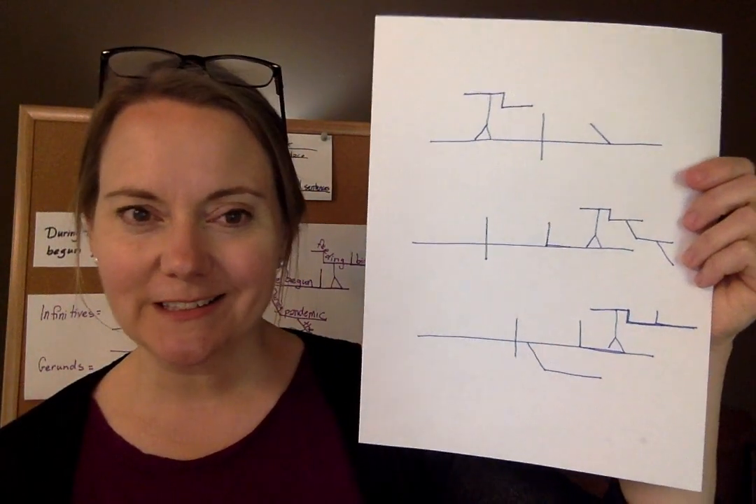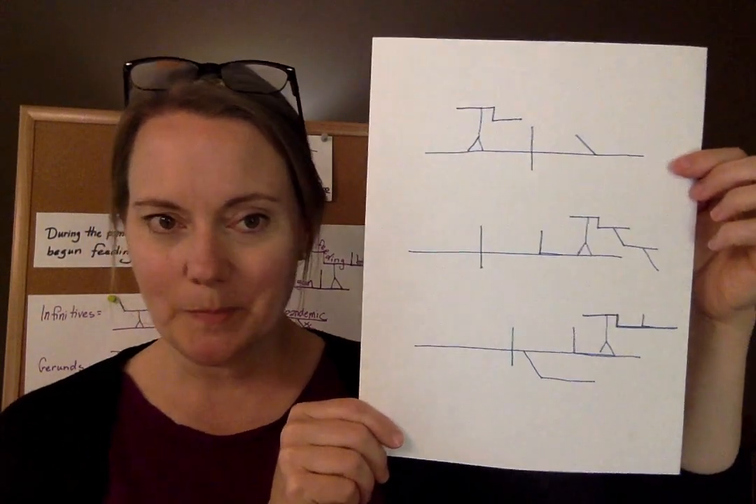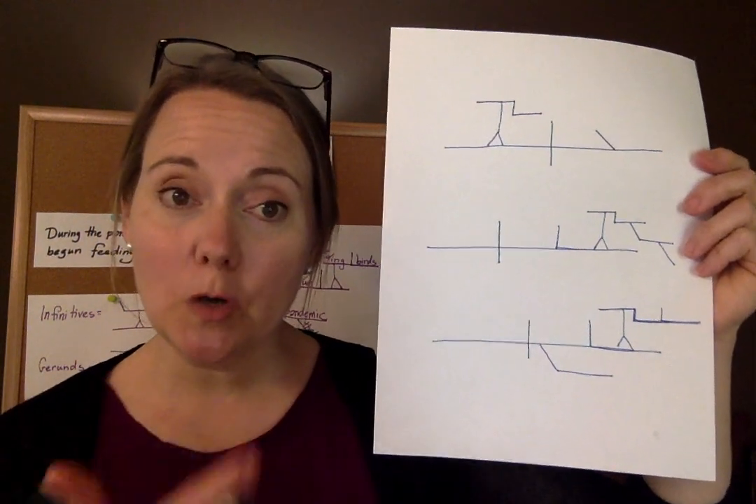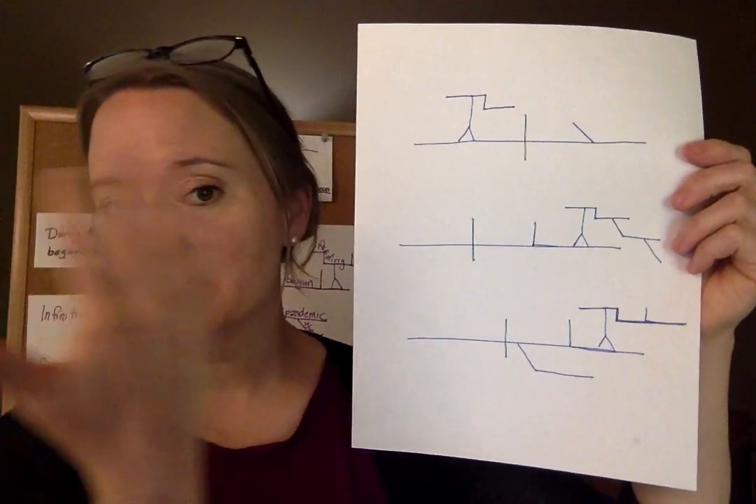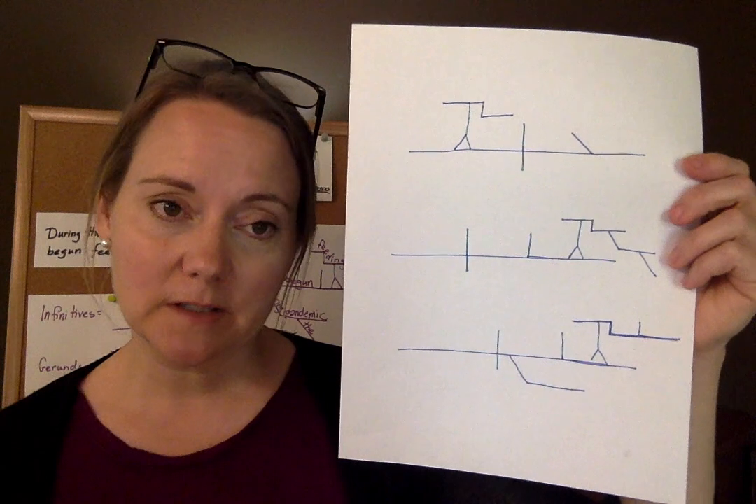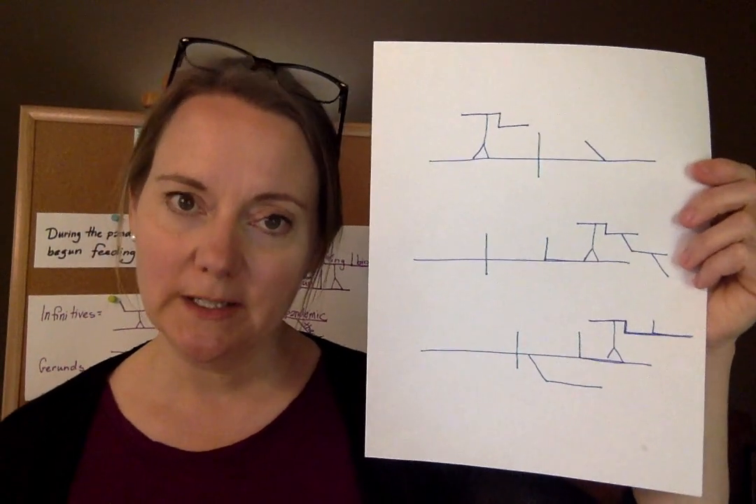Yeah, it's starting to look a little bit like hieroglyphics, isn't it? This is the fun part. And what's really cool is you know so much now about diagramming. You can add adjectives, adverbs, compound subjects, compound predicates. Make it as complicated as you want.